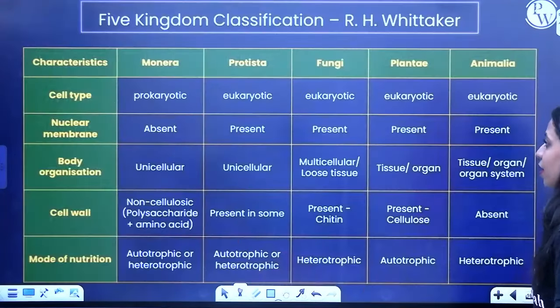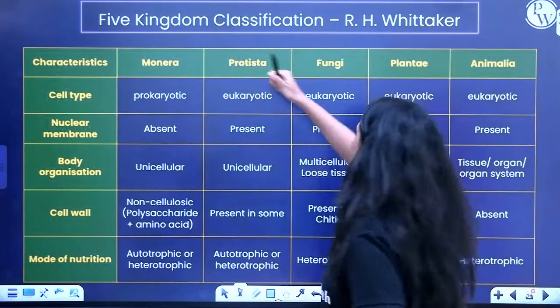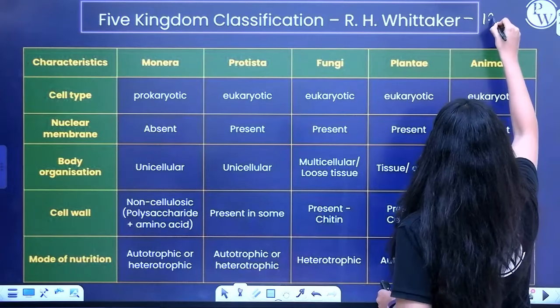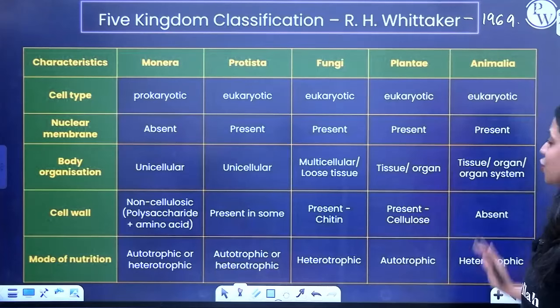Now this is a table that is given to you in NCERT. Also remember, R.H. Whittaker was the person who proposed the 5 kingdom classification in 1969. Remember the date as well, because it's mentioned in NCERT.